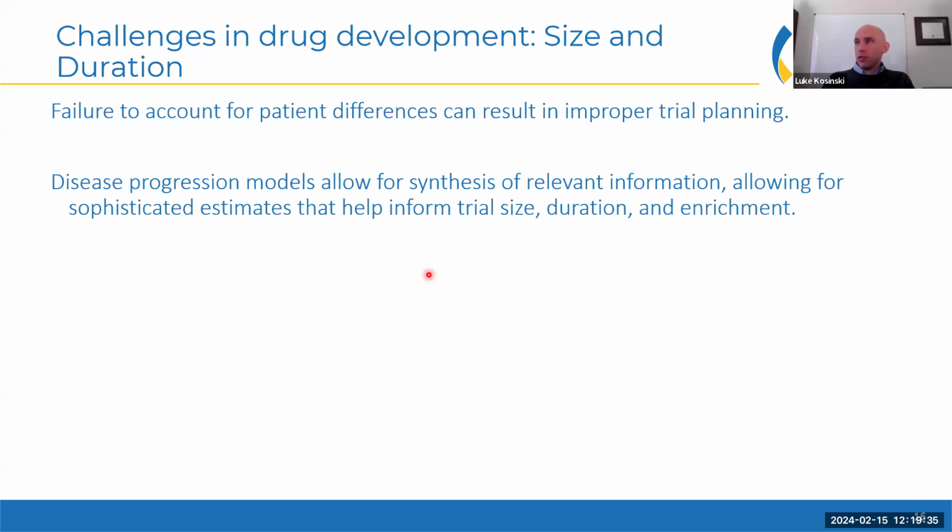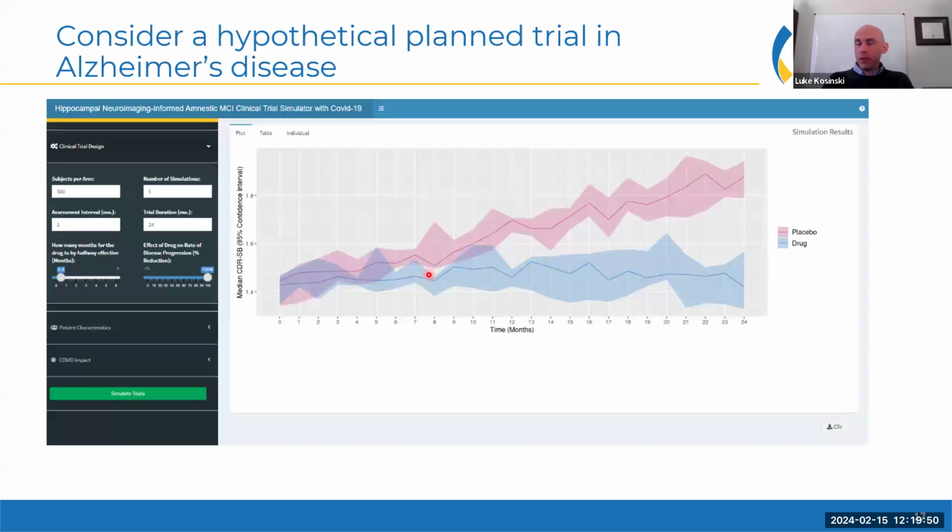So just to summarize here, of these challenges, we want to understand the patient differences, and these can inform things like trial size, duration, and who to enrich on. So let's look at an example of this. So I showed you this. Oh no, sorry. This is a new plot. This is a simulation looking at Alzheimer's disease.